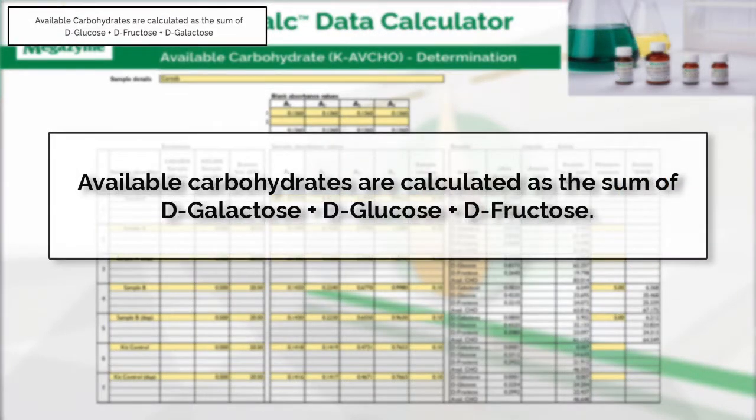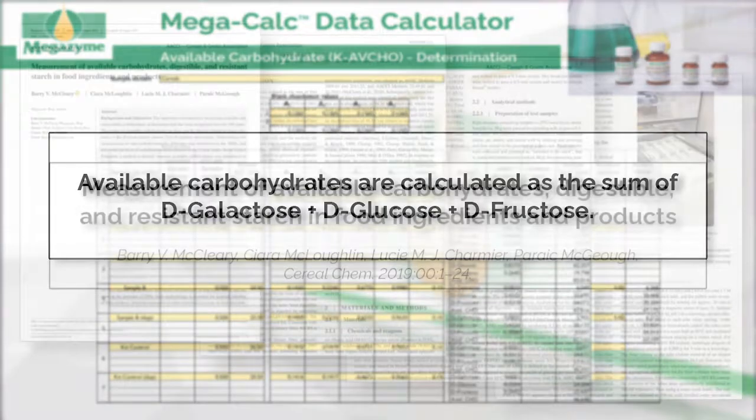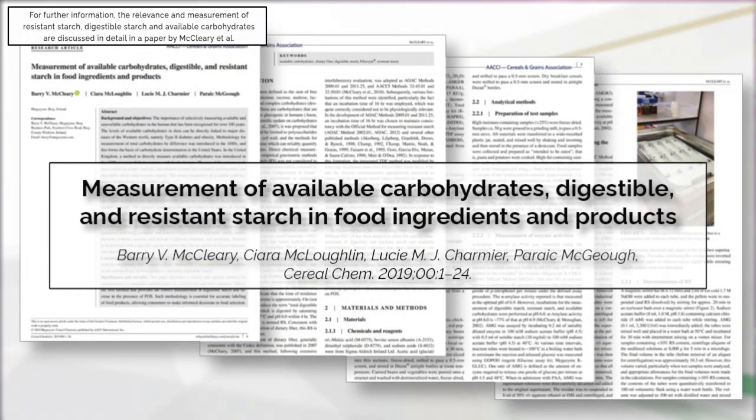Available carbohydrates are calculated as the sum of D-glucose plus D-fructose plus D-galactose. For further information, the relevance and measurement of resistant starch, digestible starch and available carbohydrates are discussed in detail in a paper by McCleary et al.